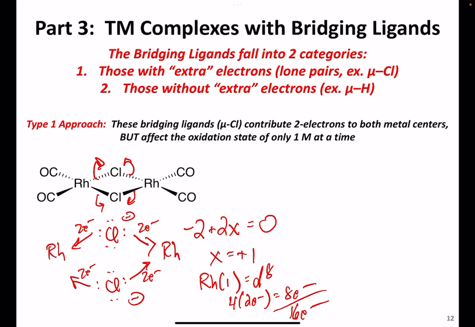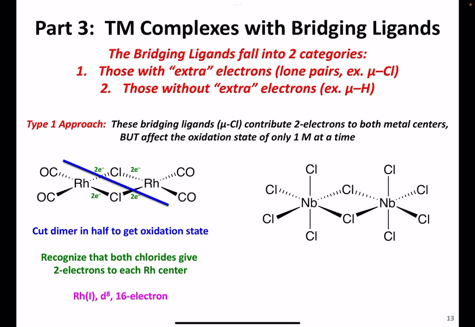All right, and so in general, when I approach these problems, to make it quick and easy, when I get a dimer, I cut it in half, represented by this blue line that I've drawn down here. So I consider half the molecule, let's say this half here. And so notice that that half here has only 1 chloride associated with that rhodium.